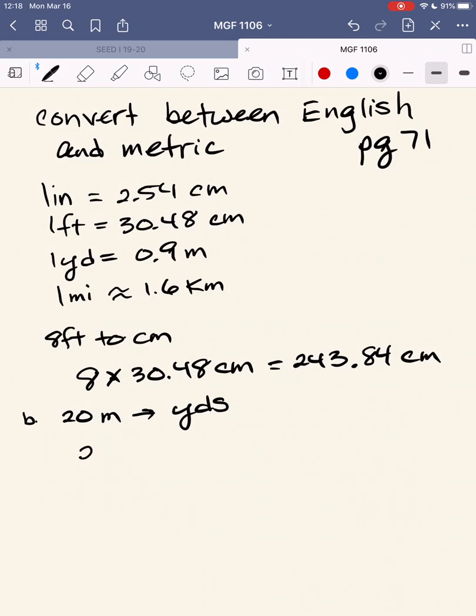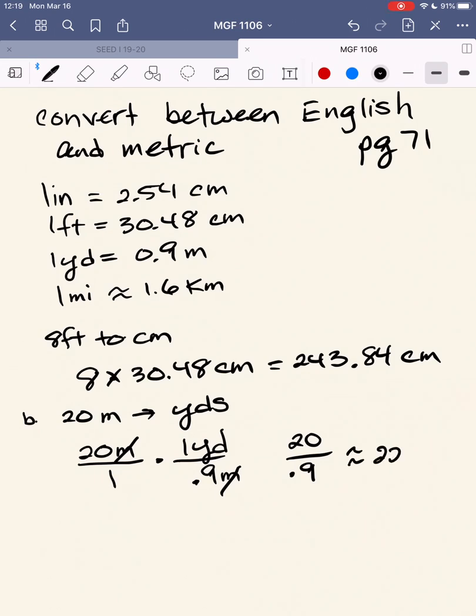So I put my 20 meters over 1, just like I did previously, and then I have 1 yard. 1 yard is equal to 0.9 meters. I'm going to leave the 0 out from the front and just put the 0.9 there. Here my meters cancel out, which means I have 20 divided by 0.9. Putting it into the calculator, I get 22.2, and the 2 repeats, yards.